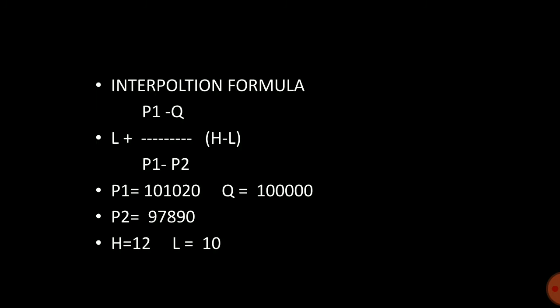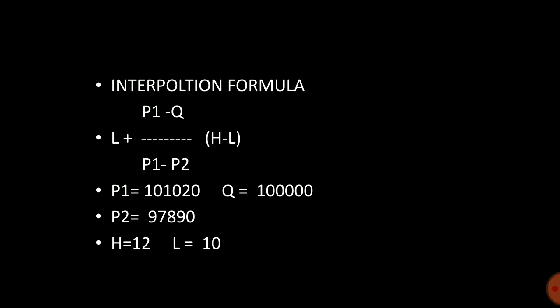And formula is L plus P1 minus Q divided by P1 minus P2 into H minus L. Here L is lower rate and H is higher rate. P1 is present value of cash inflow at lower rate, and P2 is present value of cash inflow at higher rate. Q is present value of cash outflow.